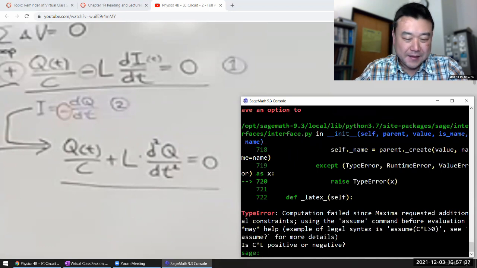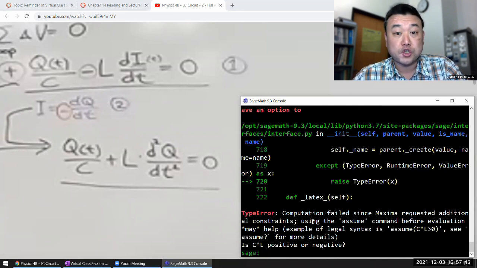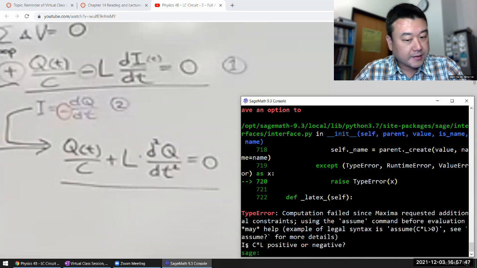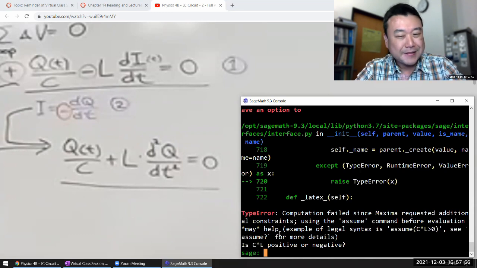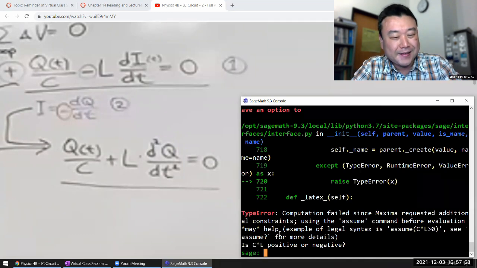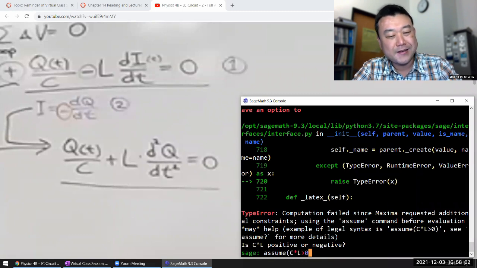Computer algebra systems tend to assume things are super general. So it's asking this question basically: is capacitance times inductance positive or negative? Of course, it's positive. But since the CAS doesn't know that, let's tell it that it is positive. Assume that C times L is positive.